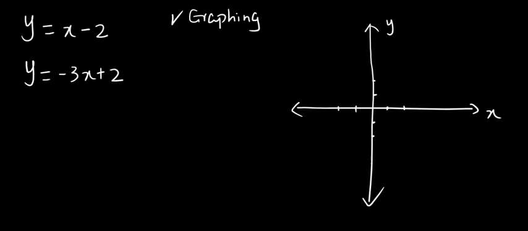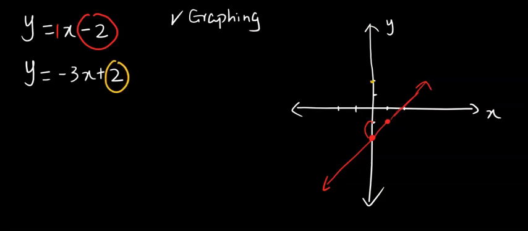Let's graph this in red. Y-intercept is -2. -1, -2, that's our first point. Slope is 1, which means we're going to go up 1, go over 1. So we're going to land right here. Now, connect. Okay, not too bad. Now we're going to graph this one in yellow.